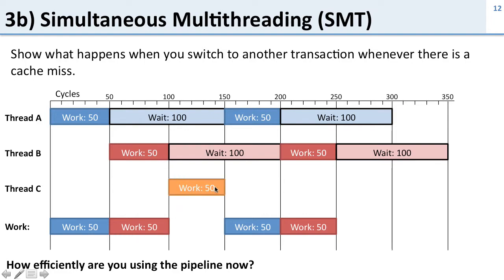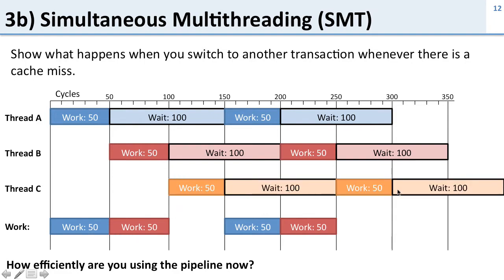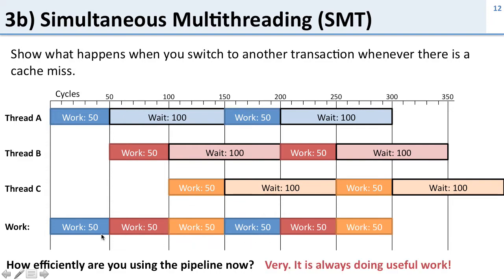Now when this one misses, let's switch to thread C. So we can go ahead and do thread C as well, and we can fill it in. So if you look at this now we're using work all the time. So all of the time we've got something useful to do, because when we're waiting for one of these threads, we switch to another one.